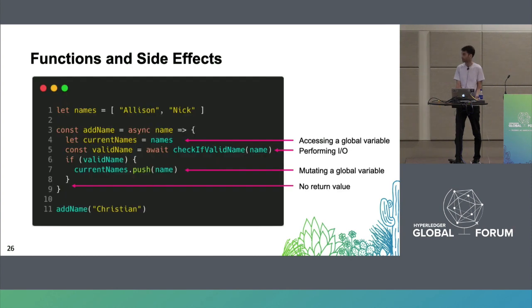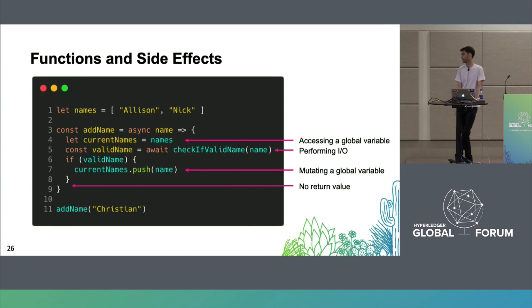So to show what these side effects are, here is a simple JavaScript function I wrote. I first want to say this is terrible code, and I'm not endorsing this in any way, but this is just to illustrate some different types of side effects. This is an add name function that will add a new name to an array, the array up on line 1. And you can see on line 4, that's already a side effect. It's accessing a global variable outside of its own scope.